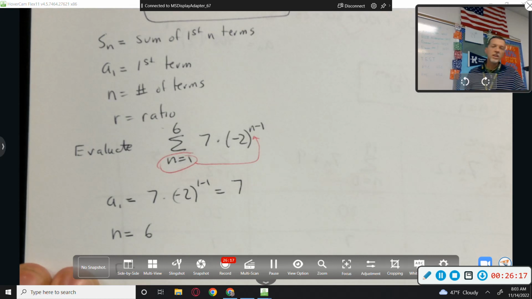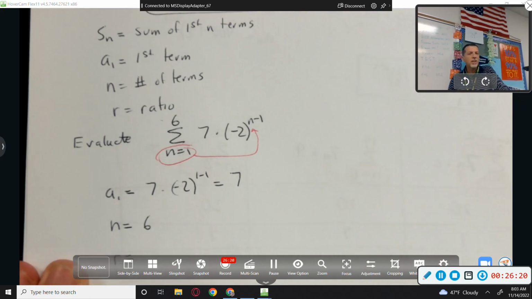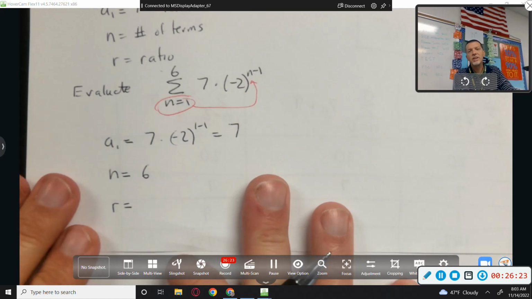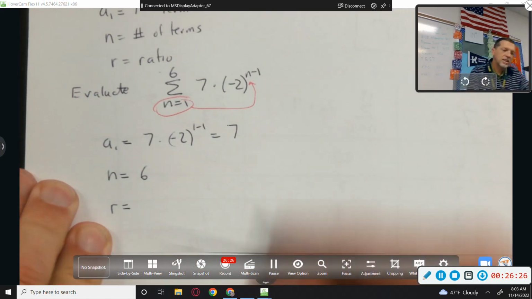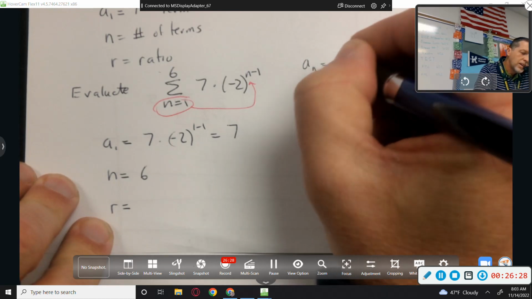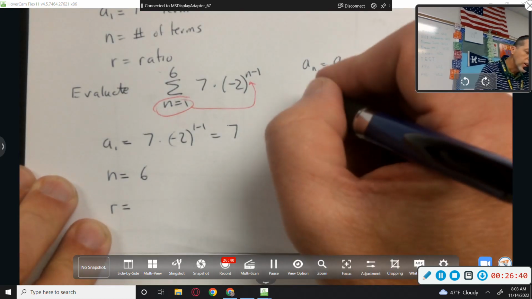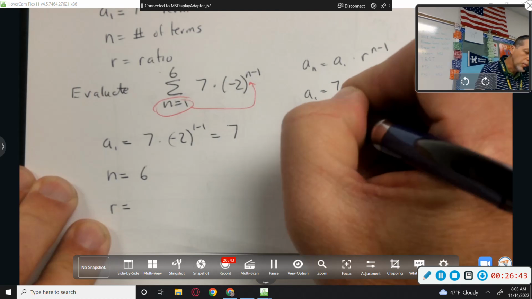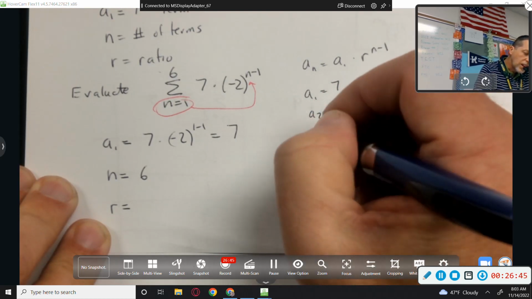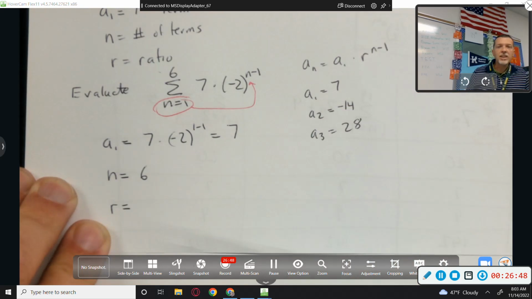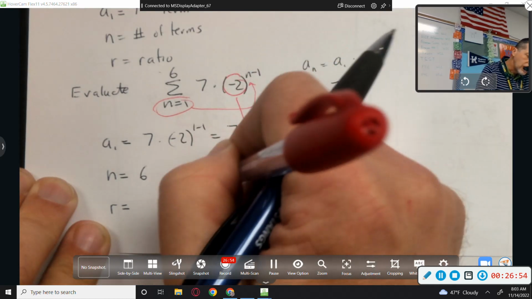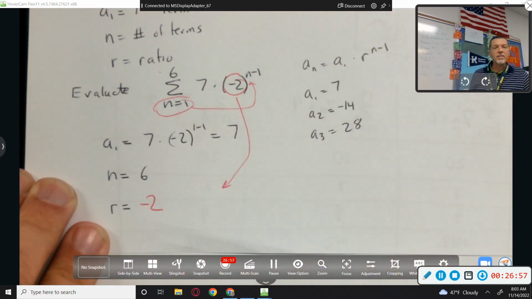And then R, can you tell what R is by looking, or do you want to find some terms to make sure? Let's see, A sub n, I'm just thinking back to the geometric formula. If you can tell by looking, what is it? Negative 2. It is negative 2. If you're not sure, then you plug in some numbers and you realize, okay, yeah, R is negative 2. So if you can tell by looking, great. If not, then do some work to figure out what it is.